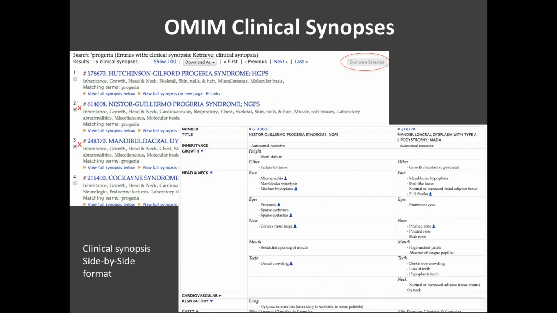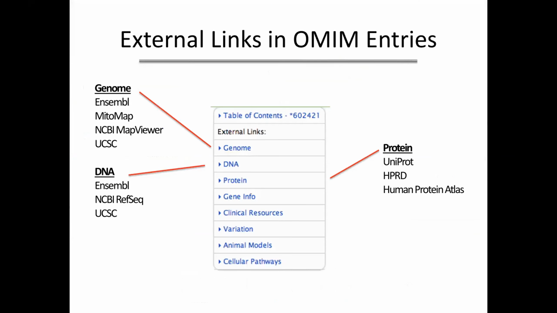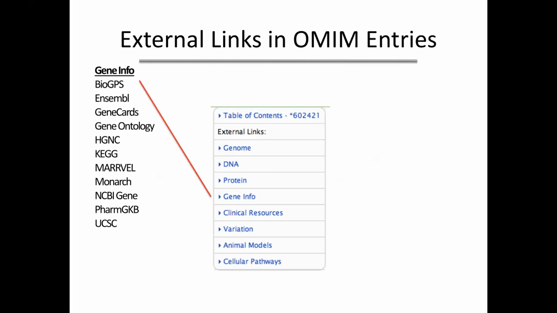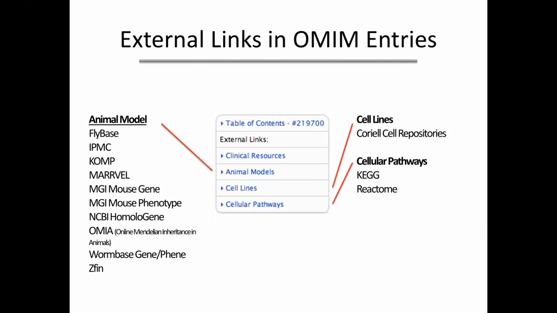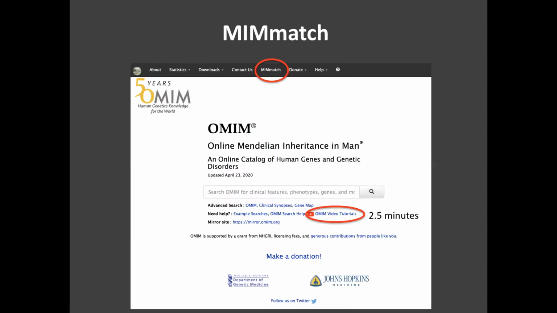And this is just an example of another side-by-side clinical synopsis. We have copious links, and they're topical. So there won't be a link from an entry to another resource unless there's a page about that topic in that other resource. So genome, DNA, protein, gene information, variant information, clinical resources for clinicians, animal model resources, and if we don't have something that you think we should, let us know. And then cell lines and cell pathways.